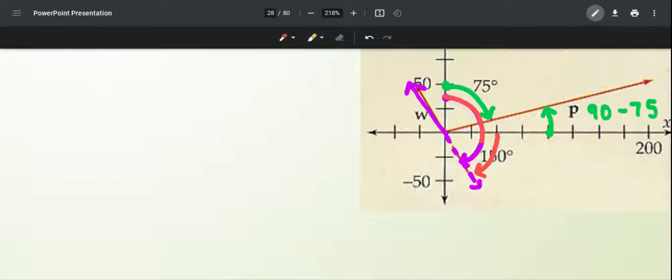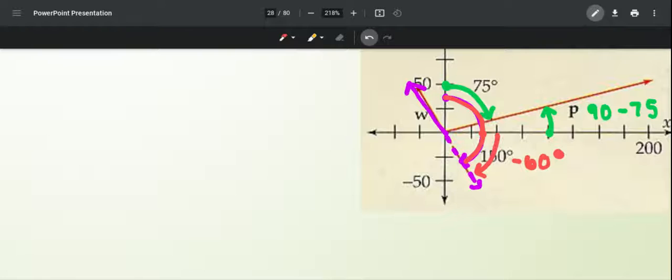Remember, we know that the whole thing was 150. If we were to just go from here to here, that would be 90, right? So then to get all the way to 150, from here to here would be another 60 degrees, but in the negative direction. So this is negative 60 degrees right here.